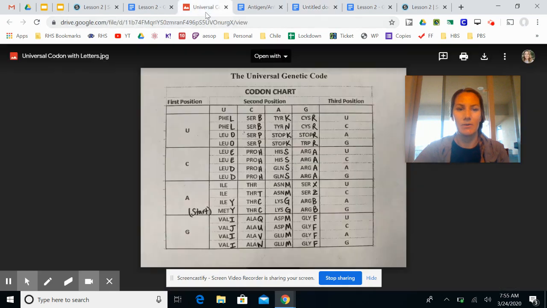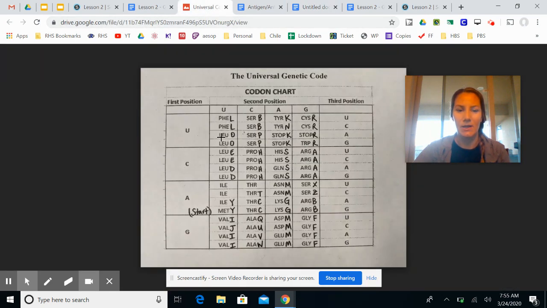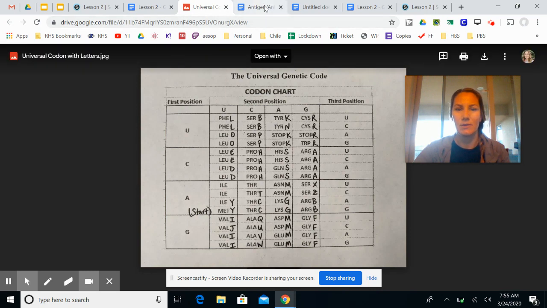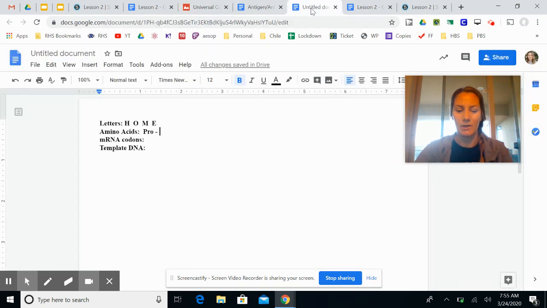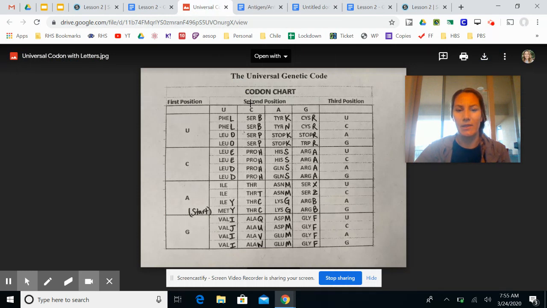And then let's see what O is. The first O that I see right here is LEU. So then you would go back, and you write LEU, and so on and so forth for O, for M and E. And now we have to go one step back. So now we need to find the codon, so the actual mRNA, 3 nucleotides of the mRNA that would code for that amino acid.